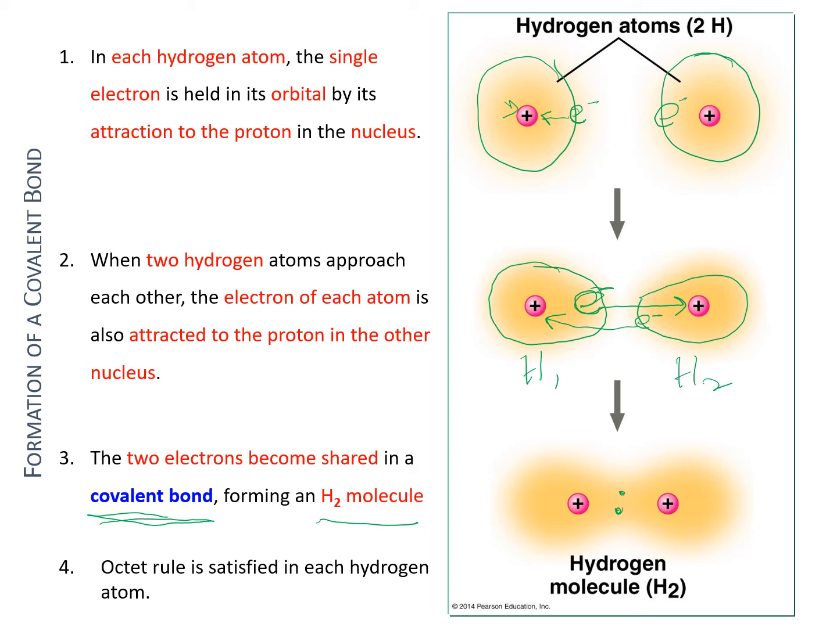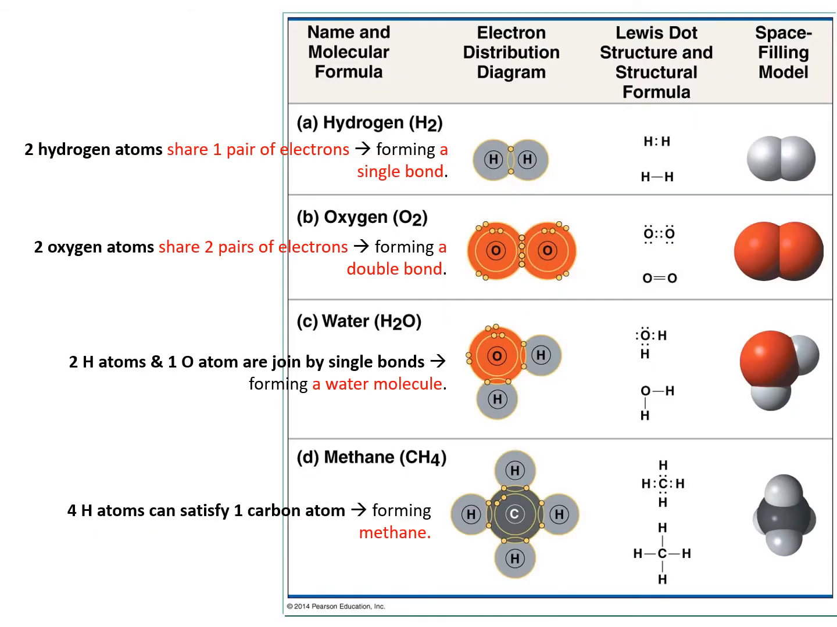So this will satisfy the octet rule in each hydrogen atom. Both hydrogen atoms will share an equal number of electrons, 2 electrons. In this table, it shows you 4 different kinds of molecules and how covalent bonds are formed between atoms within the molecule. The first molecule here is the hydrogen molecule. A hydrogen molecule is formed when 2 hydrogen atoms share 1 pair of electrons, to form a single covalent bond.